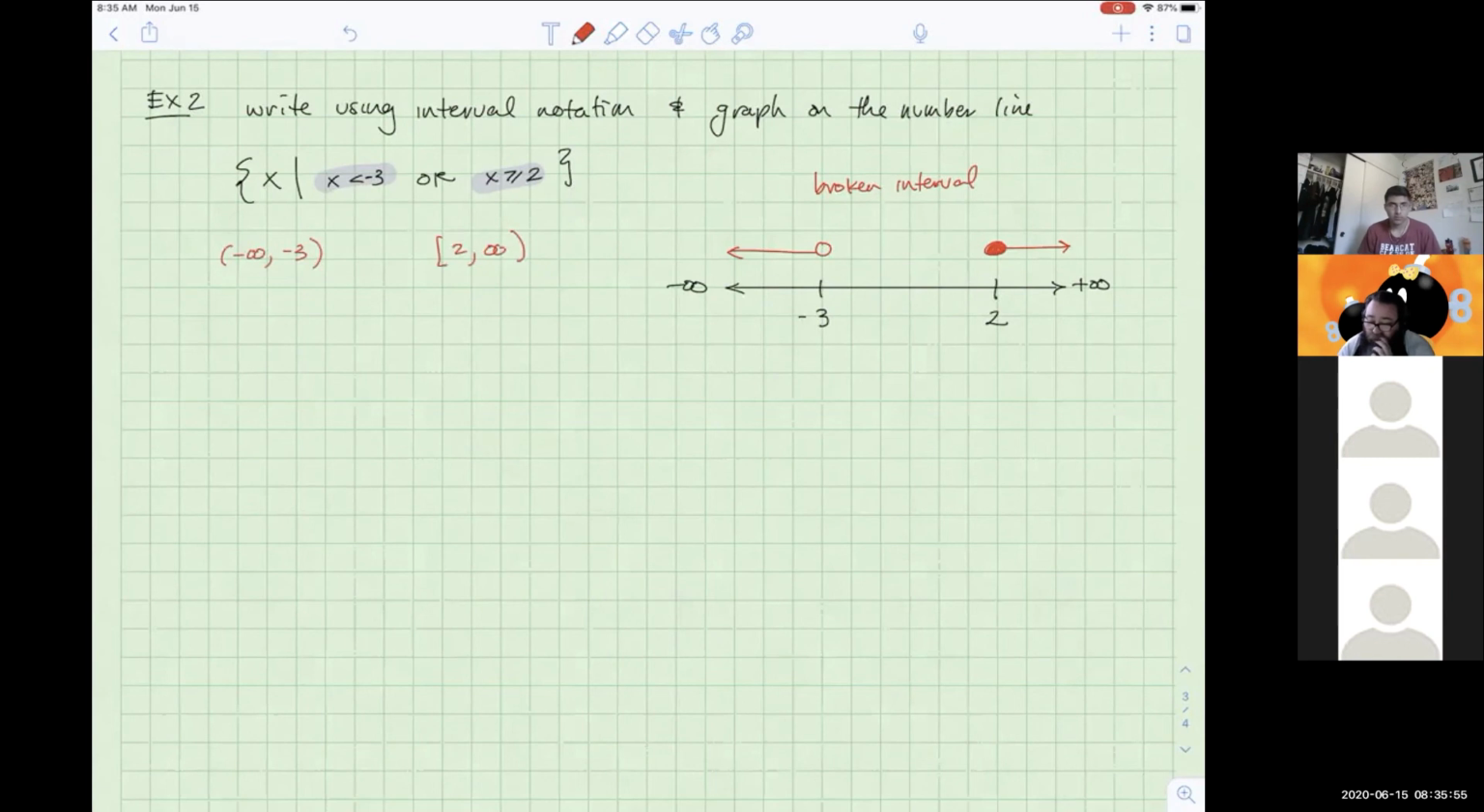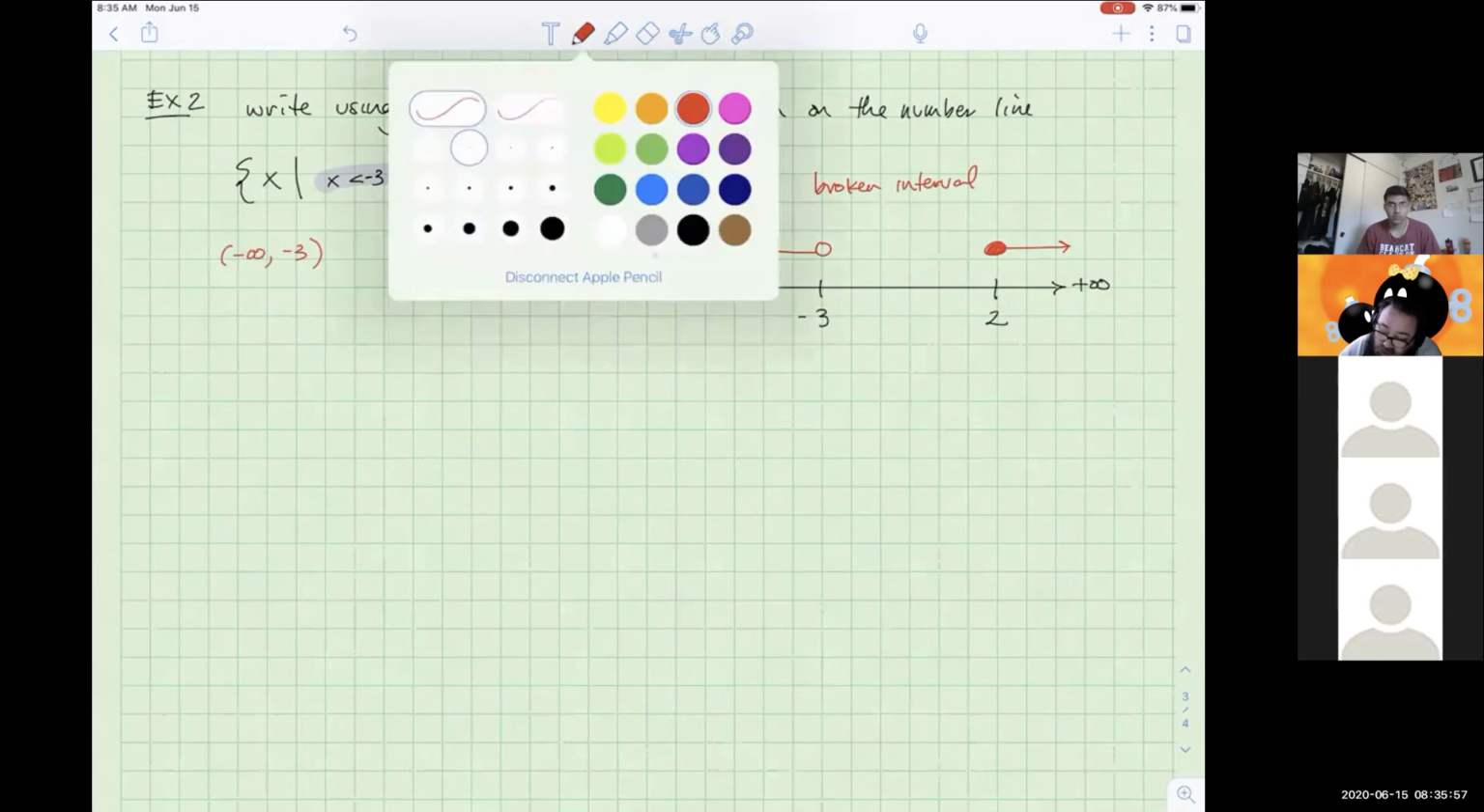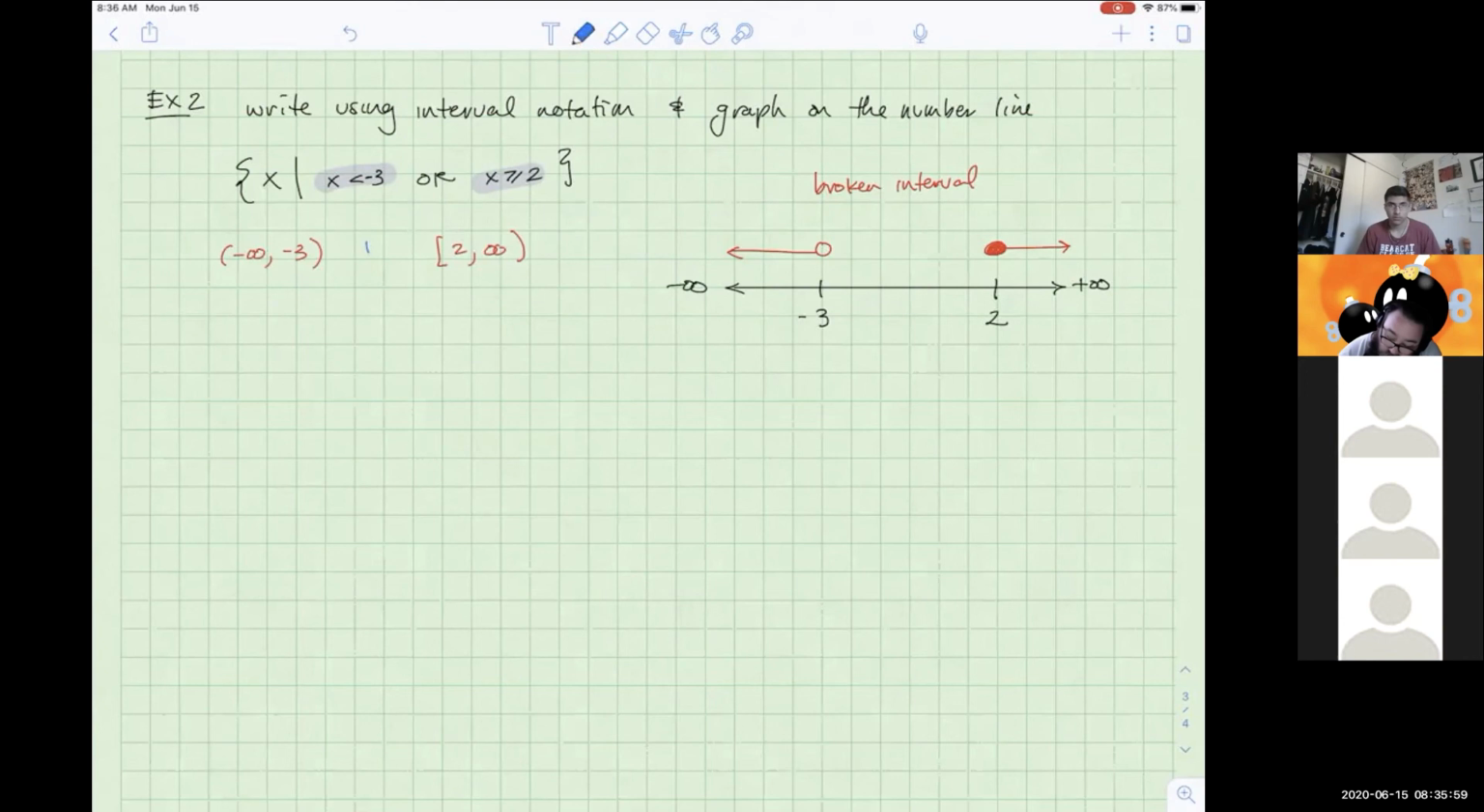And what we do to join these two is we use what's called a union symbol, which is just a little horseshoe-shaped U here. This is the union. It's our way of adjoining these two. And so this is the interval notation for a broken interval. And this is how we join two intervals together.